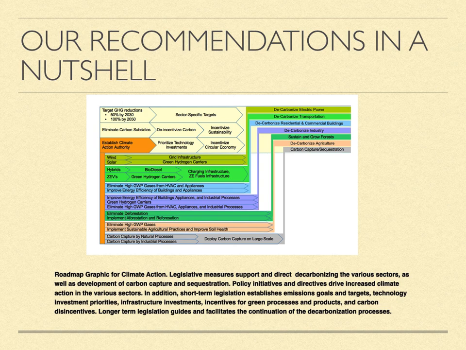In the residential and commercial building sector, we would need to eliminate high global warming potential gases from heating, ventilation and air conditioning systems and appliances. And we would need to improve energy efficiency of buildings and appliances. In the industrial sector, we would also want to improve energy efficiency of buildings and appliances as well as industrial processes. We would also need things like green hydrogen carriers. We would need to eliminate high global warming potential gases from the HVAC systems in industry, as well as appliances and industrial processes.